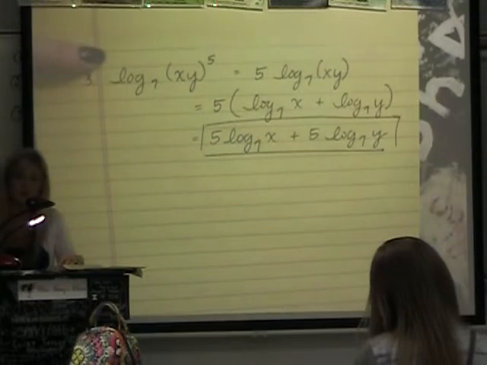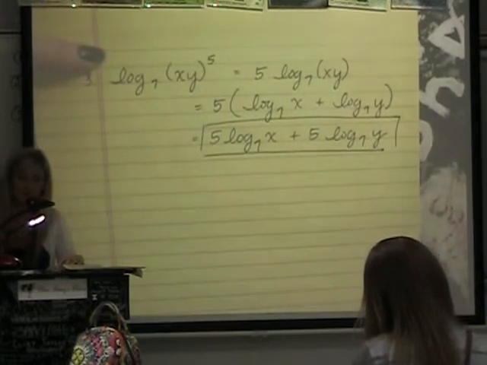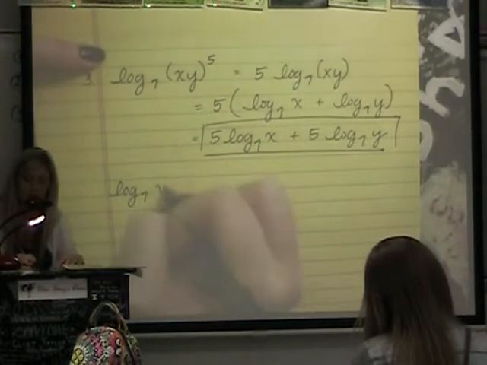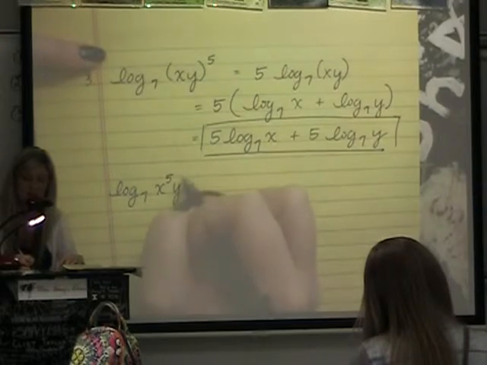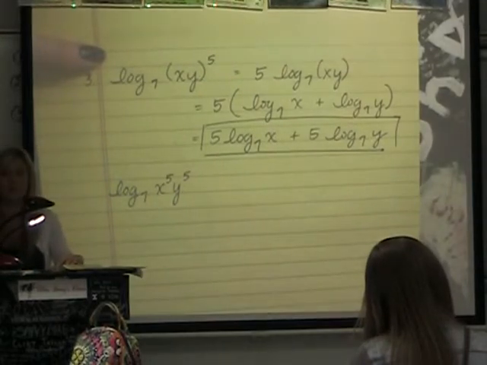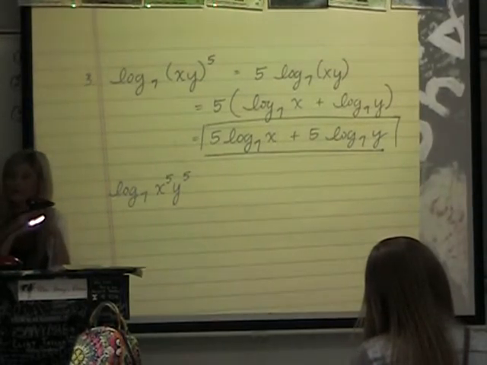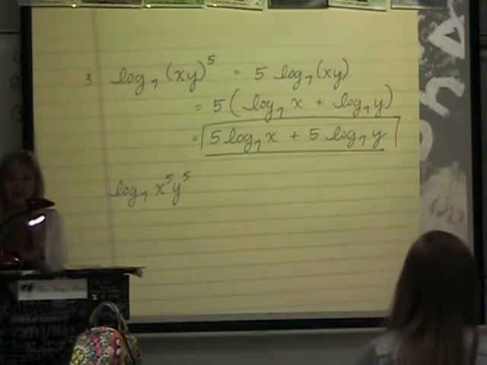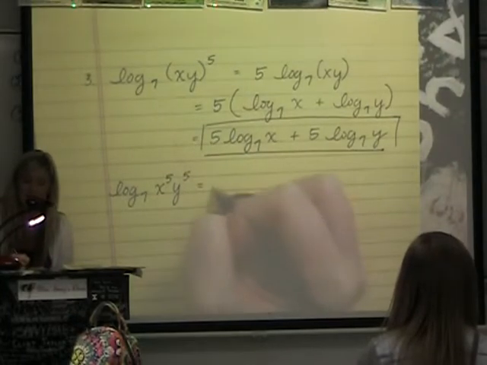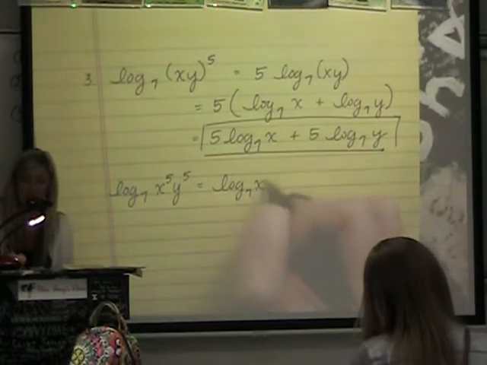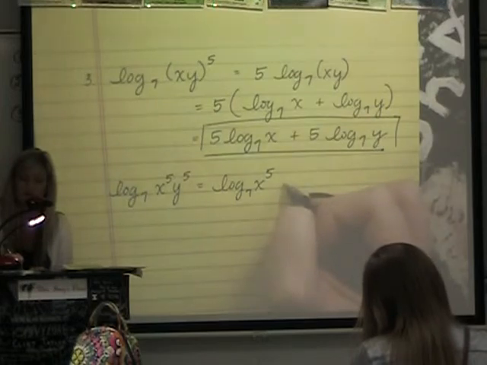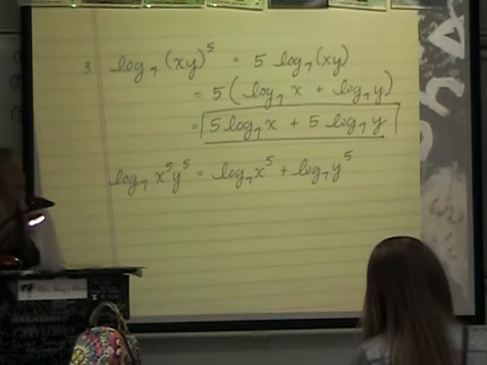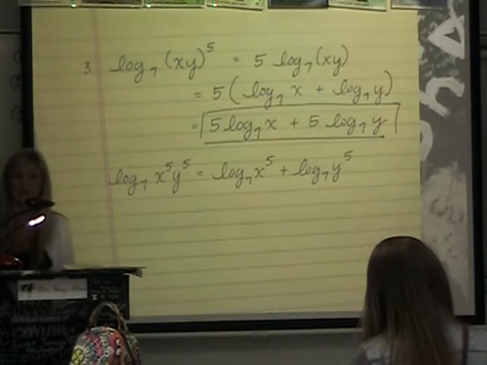What we could do on an example like number 3 is we could actually rewrite it as log base 7 of x to the 5th y to the 5th first. Just raise everything on the inside of the parentheses to the 5th power first before we expand it. Then from there, expand it to log base 7 of x to the 5th plus log base 7 of y to the 5th, and then apply property number 5.